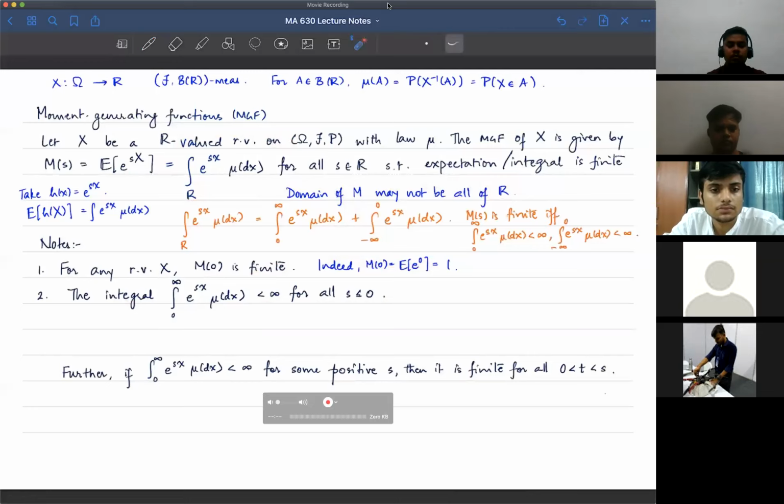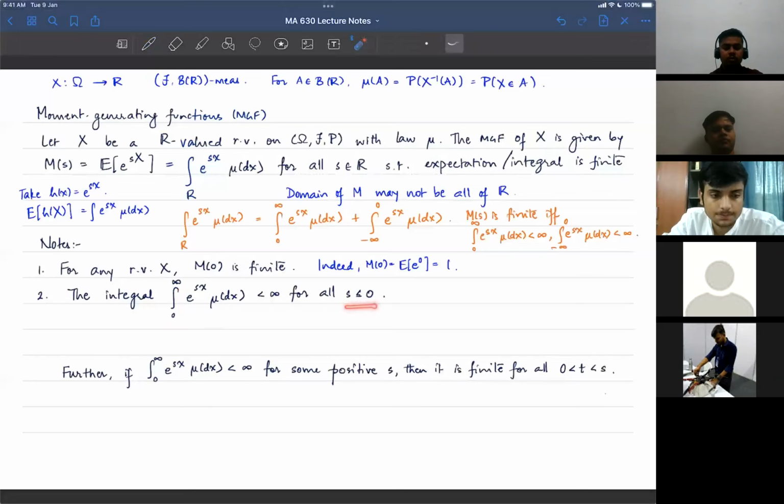Because this is bounded by 1, and the integral of mu dx will always be between 0 and 1 because it is basically a probability of something. Exactly, right? So why is this true? This is true for the following reason. Remember that here, this is the integral from 0 to infinity. I'm saying fix s less than or equal to 0. Then this is definitely finite. That's the claim I'm making.